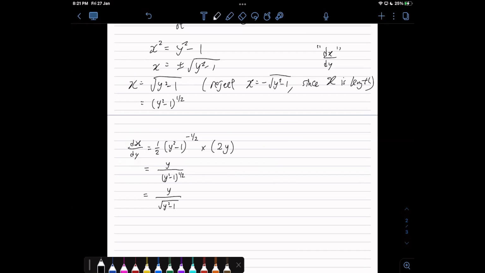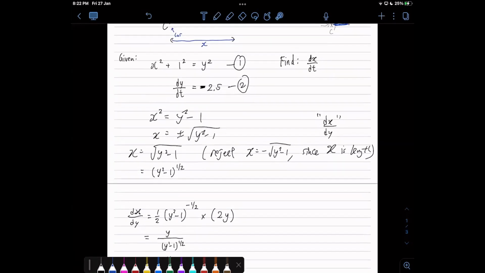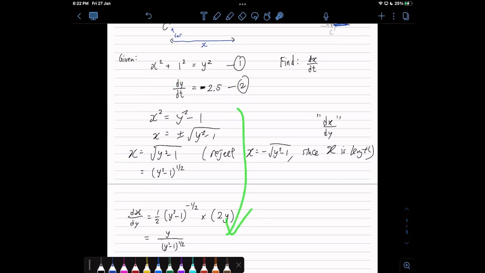Now let's focus on the goal, which is to find dx by dt, how fast the car is moving. So that means you can do chain rule, introduce the dy, so they sort of cancel off, and over dt. dx over dy, we already have an expression there, just substitute in with y over the square root of y squared minus 1. But what's dy by dt? Remember it was given. dy by dt is negative 2.5. So we're going to use it.